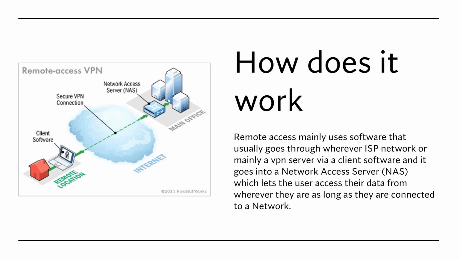Now you may be asking yourself, Thomas, how does this work? Well, it's simple, really. Remote access mainly uses a software that usually goes through whatever ISP network or mainly a VPN. And that's via a client software, which goes into a network access server, or NAS for short, and it lets the user access their data from whatever network they are on as long as they are connected to it.